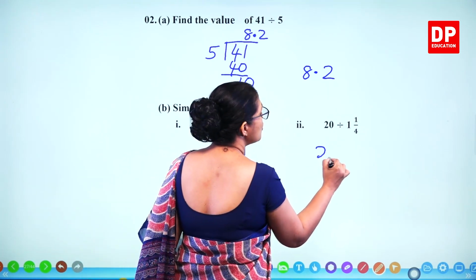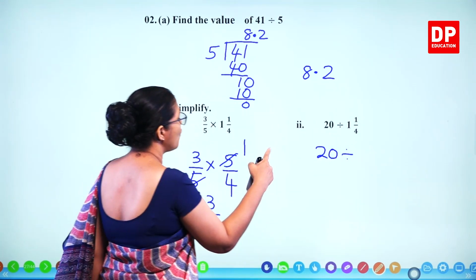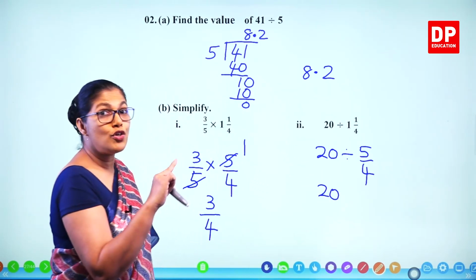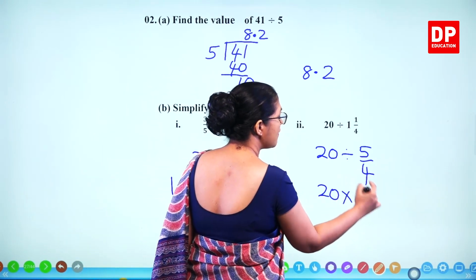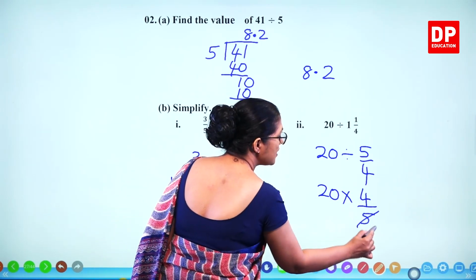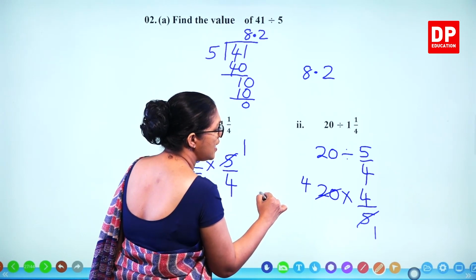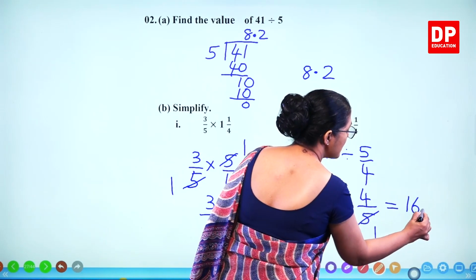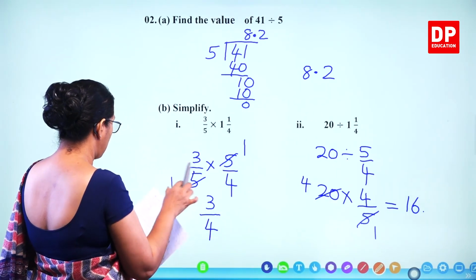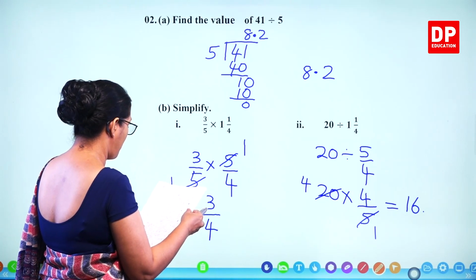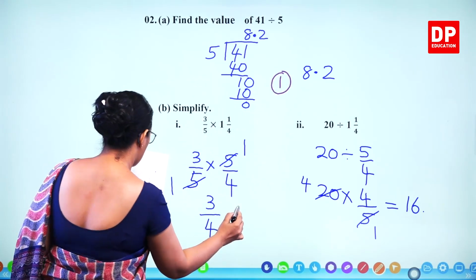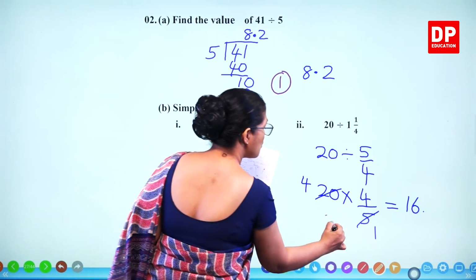Then division. 20 divided by 1 and 1/4, you can write 5 over 4. What happens for the division? You convert to multiplication by taking the reciprocal. 4 goes up, 5 goes down. Then 5 times 1, 5 times 4, 20. 4 times 4, you get 16. So you get marks here. 1 mark for this part, 3/4, 1 mark, 16, 2 marks.